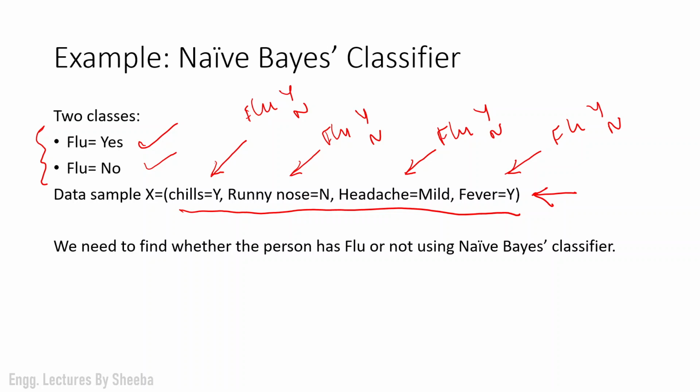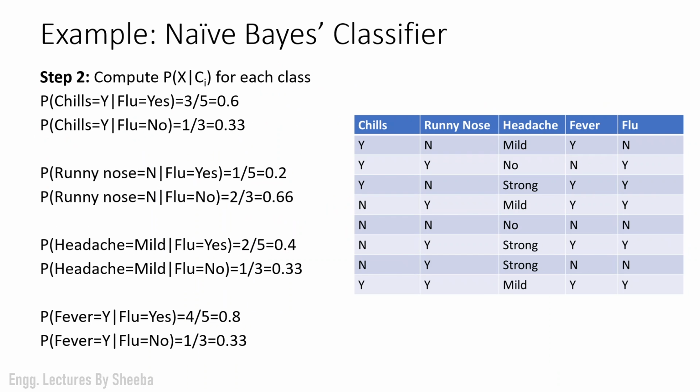For each class you need to find, from the given data set, X is equal to... So first we will be considering chills is equal to Y for flu yes and flu no. So we'll be considering both. So chills is equal to Y. As I said here, you can see chills is equal to Y given flu is equal to yes and given flu is equal to no.